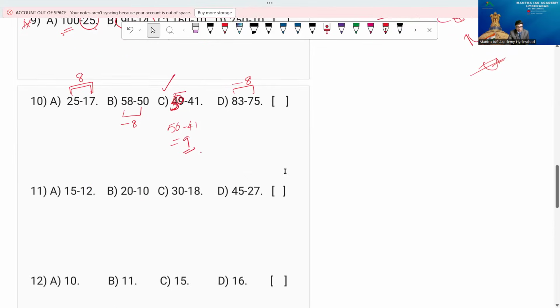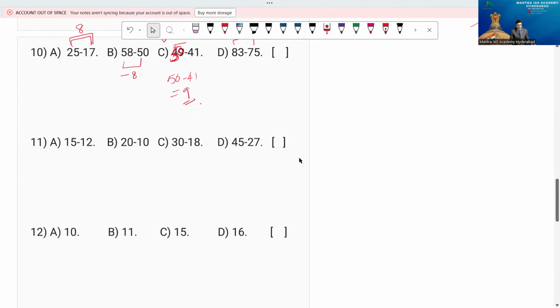Then please go to question number 11. 15, 12 and 20, 10, 30, 18, 45, 27. In this one also there is one logic I want to tell you. The difference is of course 3. In this case the difference is 10. In this case the difference is 12. In this case please observe that the difference is 18. 18 plus 27 is 45. 12 plus 18 is 30, like that.